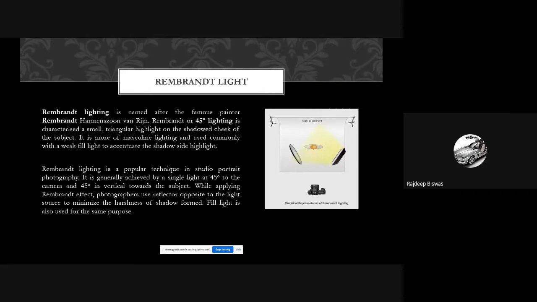It is actually a very popular technique for studio portraits, generally achieved by a single light at 45 degrees to the camera and 45 in vertical towards the subject. While applying Rembrandt effects, photographers use a reflector opposite to the light, so as to minimize the harshness of shadow. Fill-in light may also serve you the same purpose. On the right-hand side, you might see a graphical representation. Since it's 2D, it's not possible to show you what the effect is. However, I do have an image from which you can identify it.